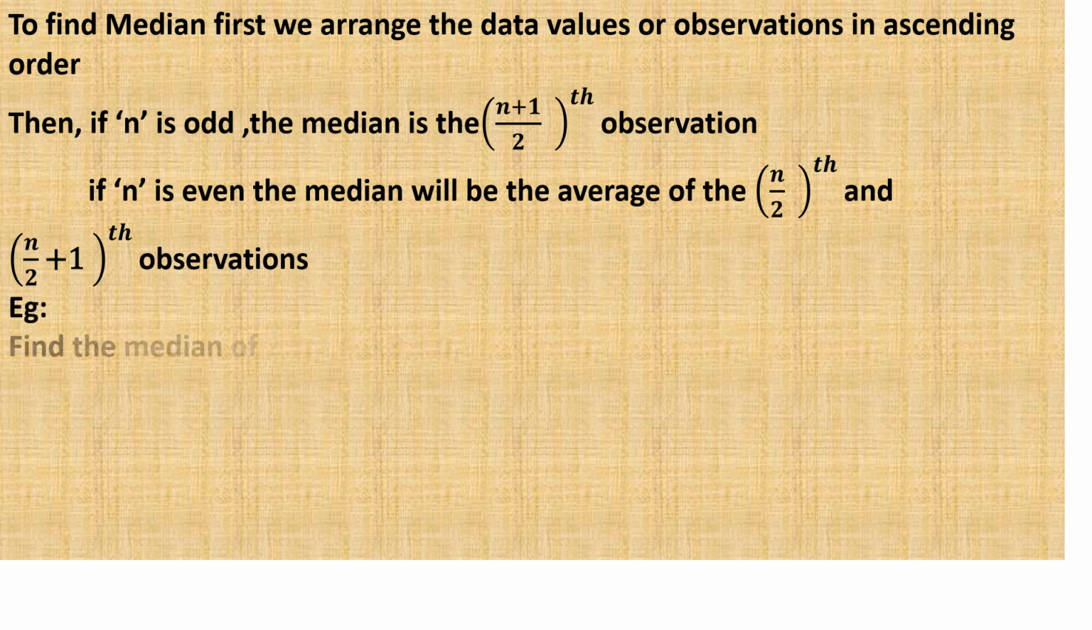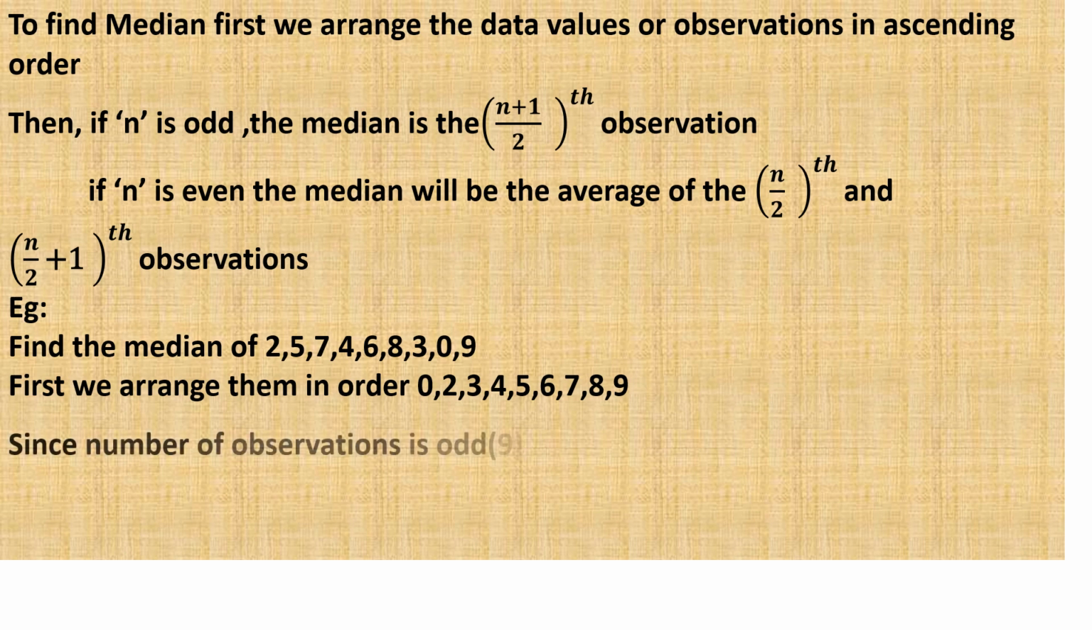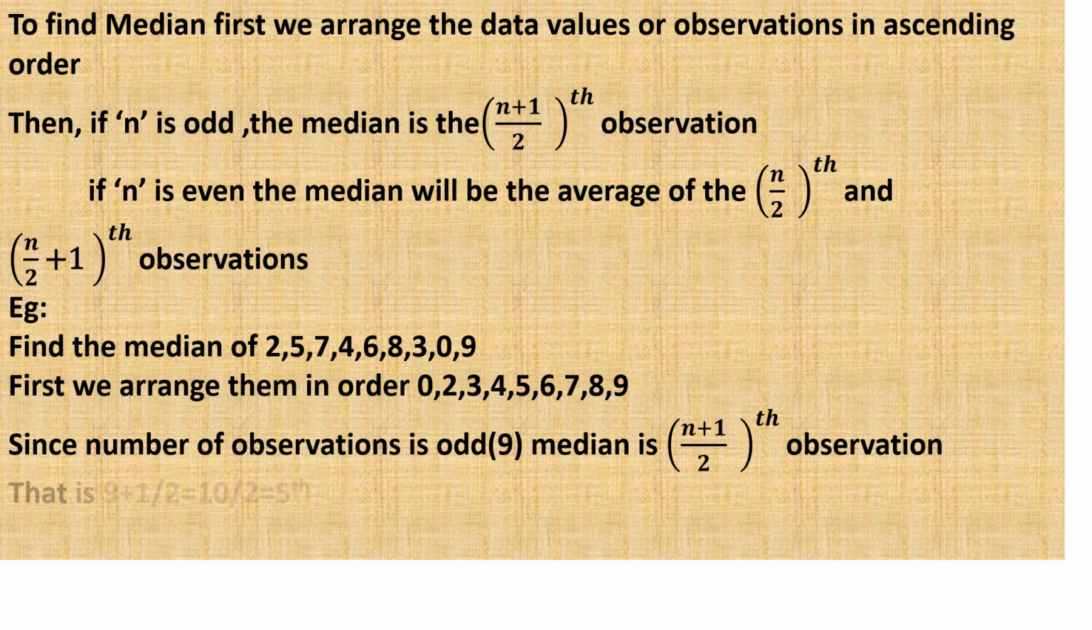See, find the median of the data. Some values are given. Now I will arrange them all in ascending order, and I got the number of observations is odd, 9. So the median will be the (n plus 1) by 2th observation. Here n is 9, 9 plus 1 is 10, 10 by 2 is the 5th observation.